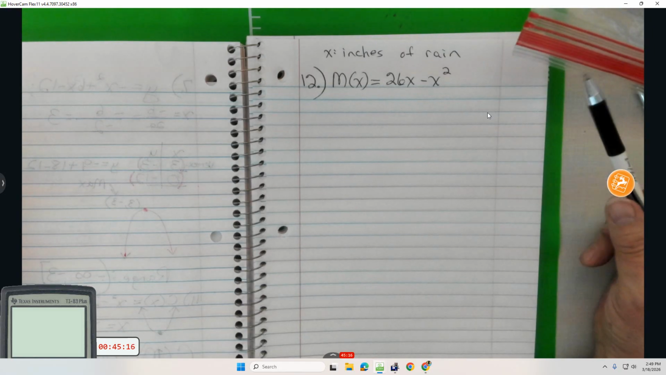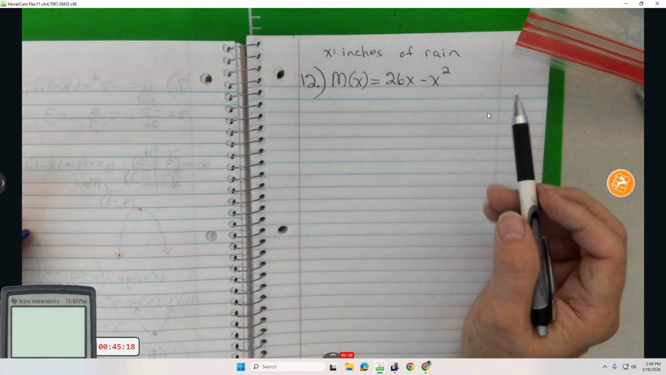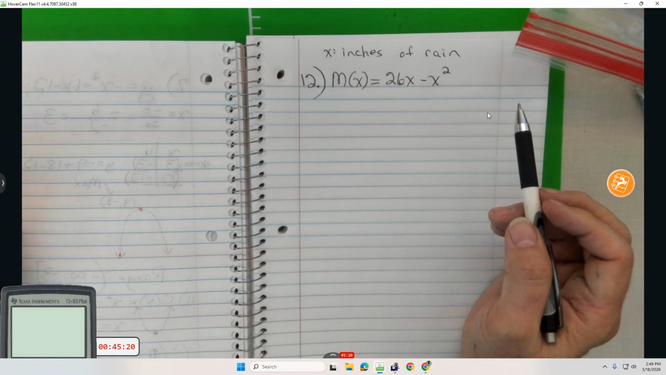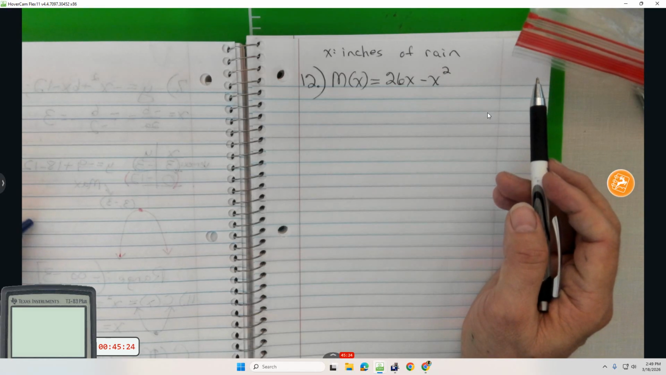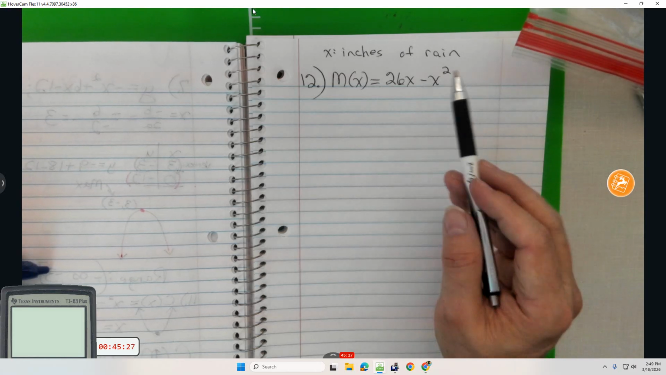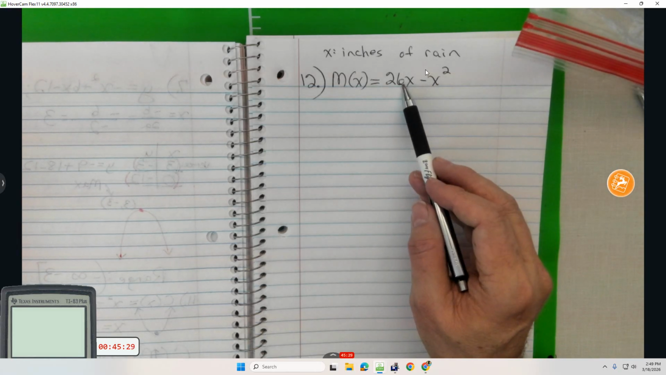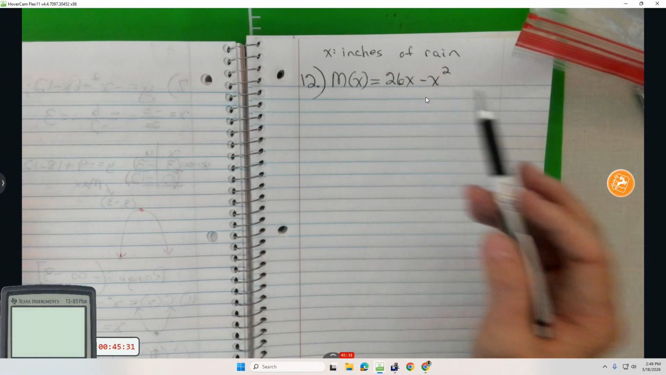We have to be careful. Is this parabola going to open upward or downward? What is the A value? Be careful. Okay. It's going to open downward. Just because the X term is first, the A value is negative 1.